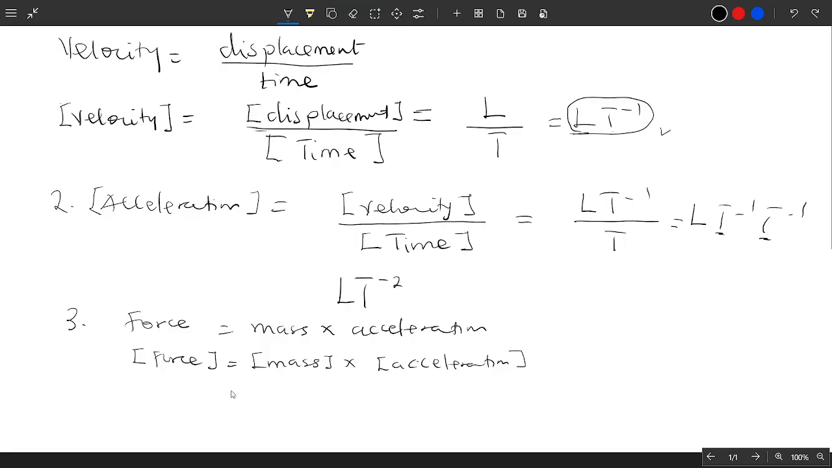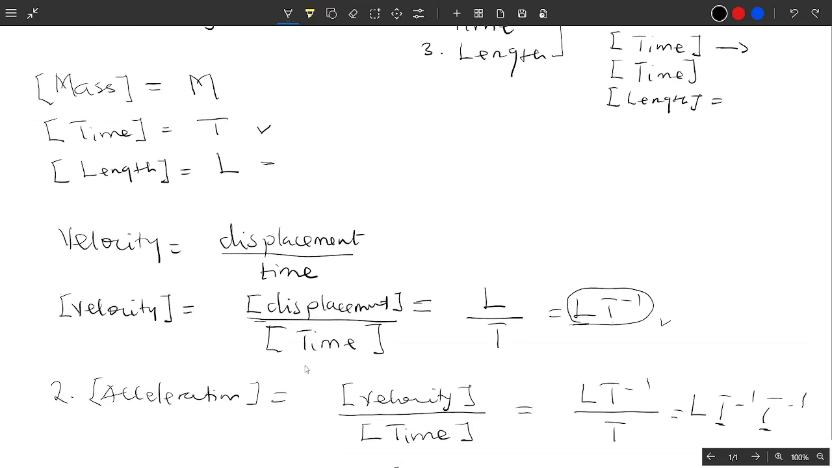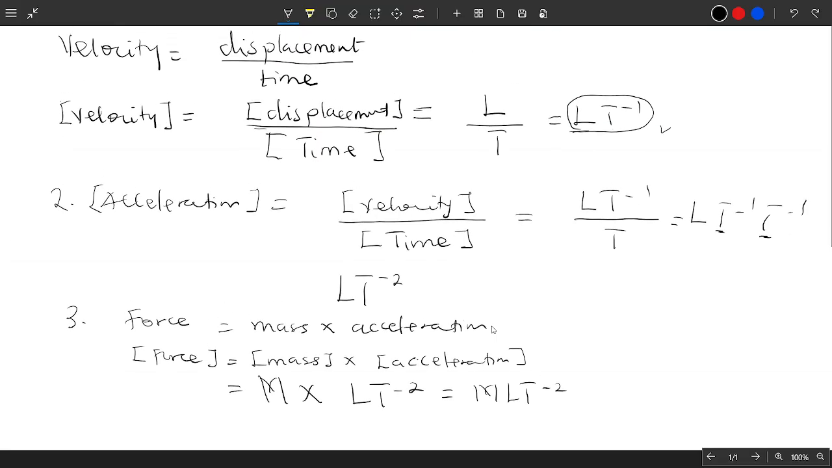And this is going to give us the dimension of mass from the top here, which is capital M. So we have capital M times the dimension of acceleration, which is given as LT negative 2. So this is going to give us MLT negative 2. This happens to be the dimension of force. All right. So that is that.